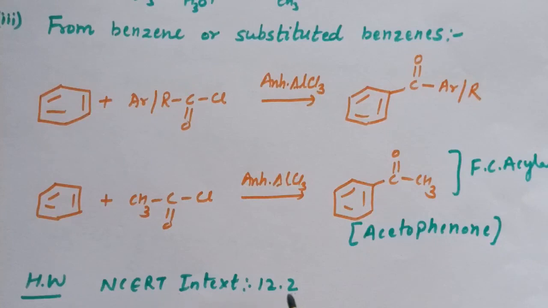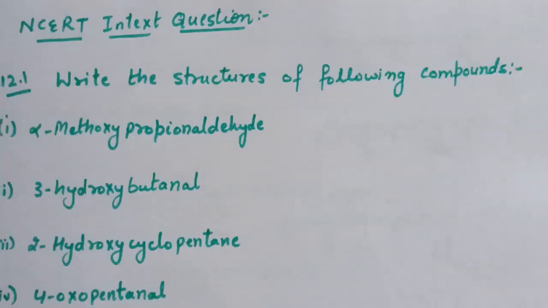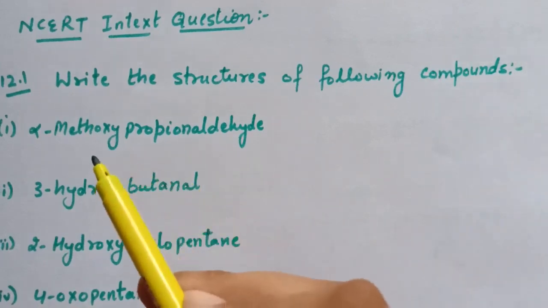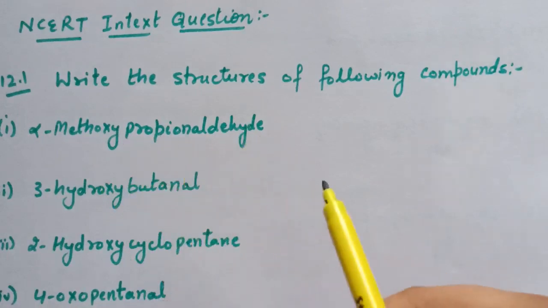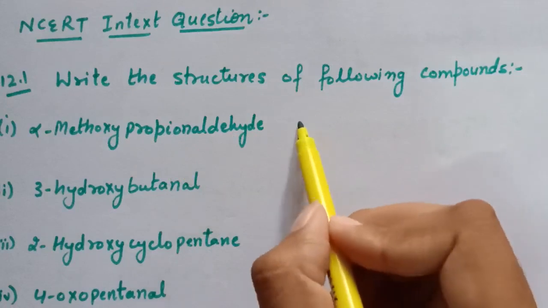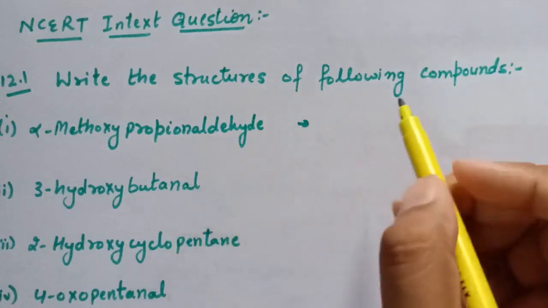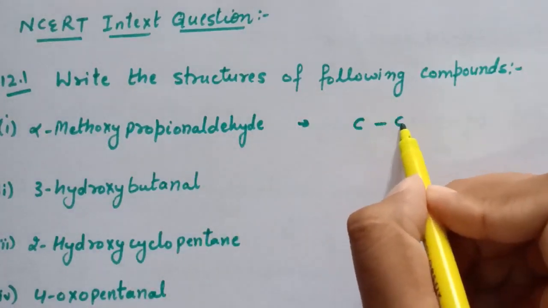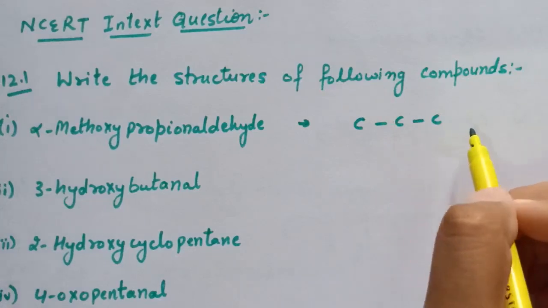number 12.2. Now I will be discussing the homework solution of lecture number 1. NCERT in text questions, question number 12.1. Write the structures of following compounds. First is alpha methoxy propionaldehyde. Propionaldehyde means 3 carbon atoms, that is this aldehyde contains 3 carbon atoms. So first is 3 carbon atoms.